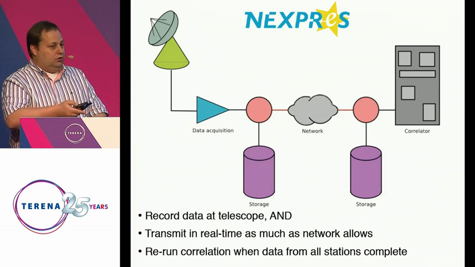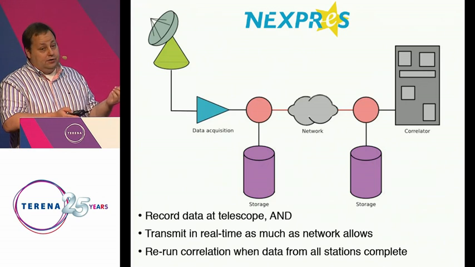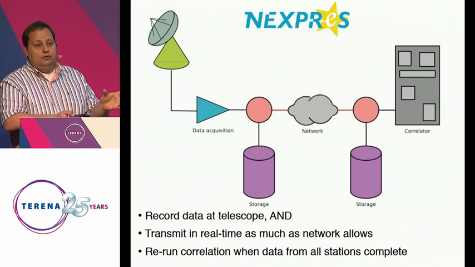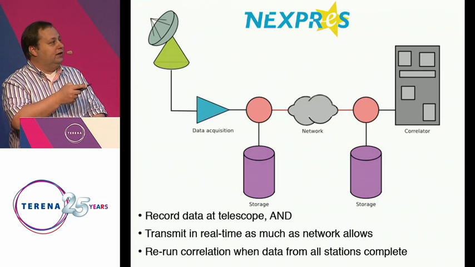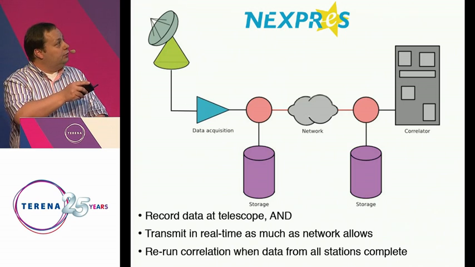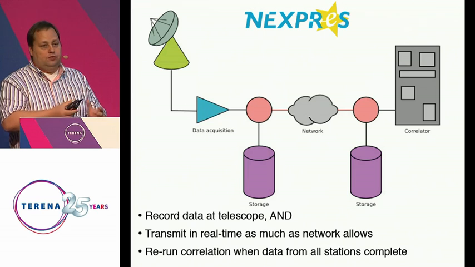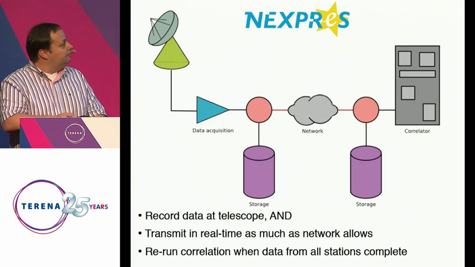Then at the end of the observing, we start getting all the other data that we could not get through the network. We do that either by the old-fashioned way of mailing disks around, or by using the network to transfer the rest of the data until we have all the data for that particular observation complete. Then we will rerun the correlation again through our systems and get the best quality image that is possible with the telescopes that we've been using.